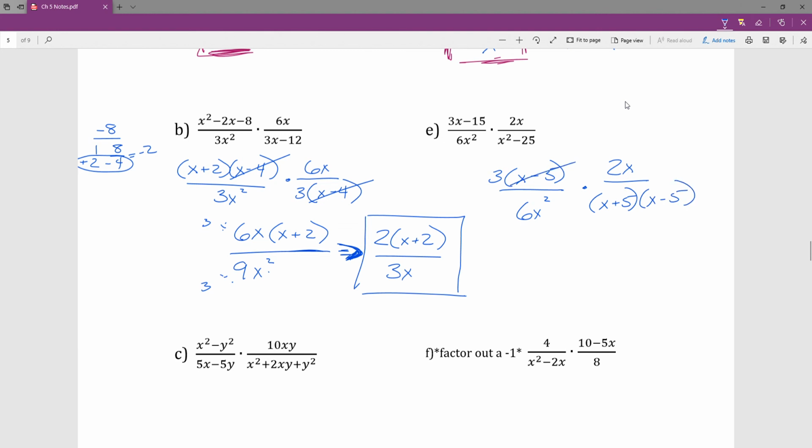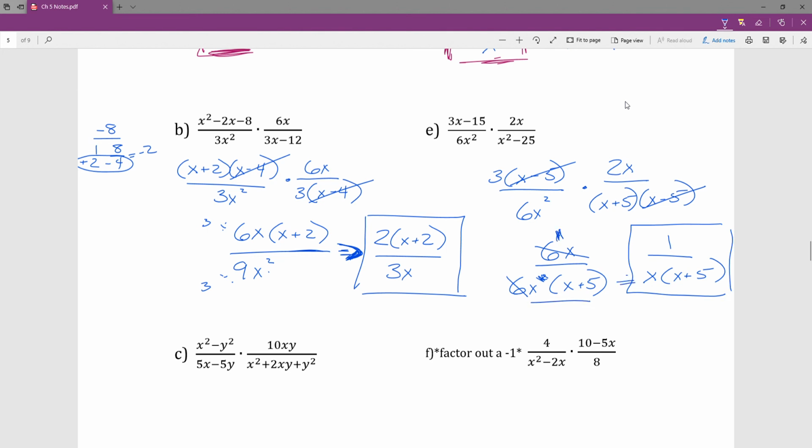Super fun part, my favorite part of chapter 5, crossing the big stuff out. Put it all together, or you could keep scribbling things out if you like that. I'd get a 6x on the top, a 6x squared, and an x plus 5 on the bottom. So the 6x and all but one of the x's are going to go away. So I'd have 1 over x times x plus 5 as my final answer here. Remember that 1 remains. This stuff is in the denominator, so it stays in the denominator.